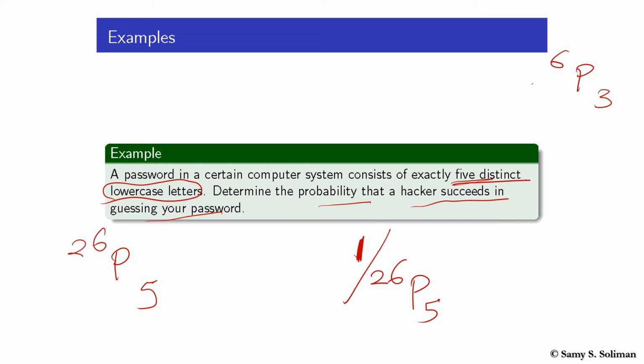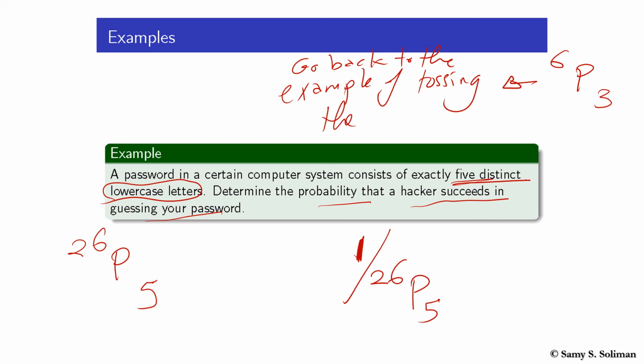So again, this is, go back to the example of tossing the dice 3 times.